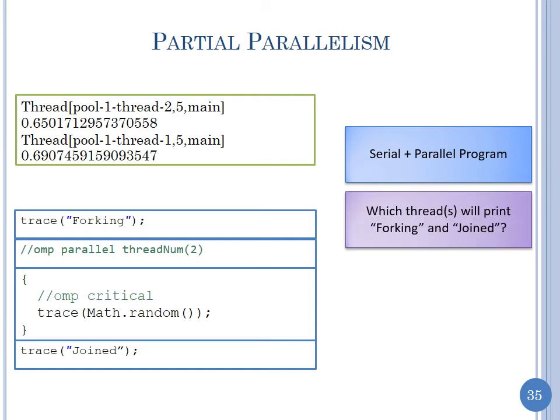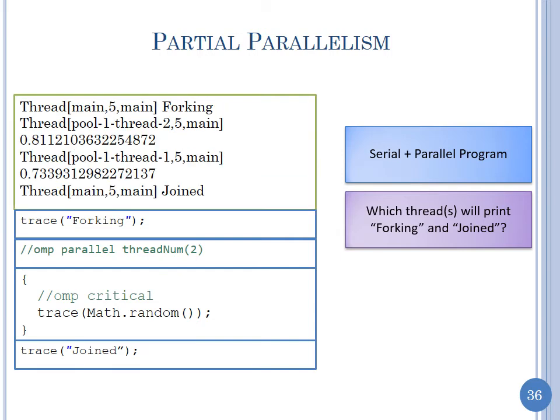Given that trace statements print out threads, what do you think will be output now? Which thread will be printing out fork and join? We have two threads here, thread 2.5 and thread 1.5, both in pool 1. Which thread will be printing out forking and joining? If I do this, it will be the main thread. This is my complete program, so the main thread will print forking and joined.